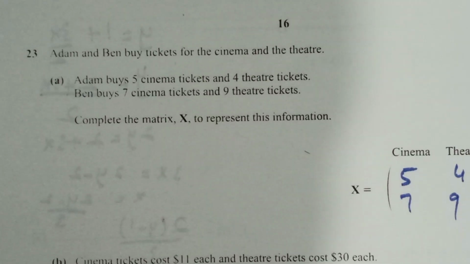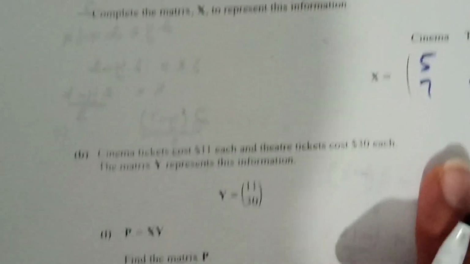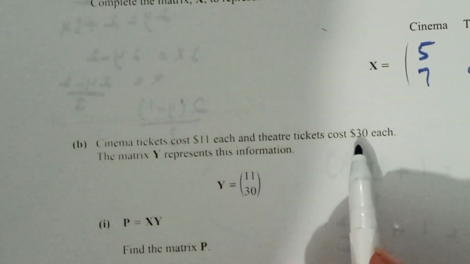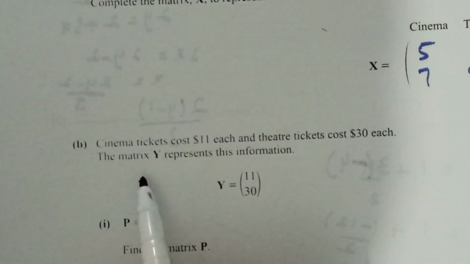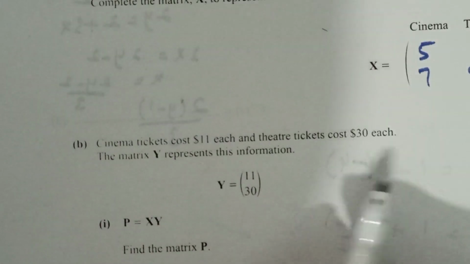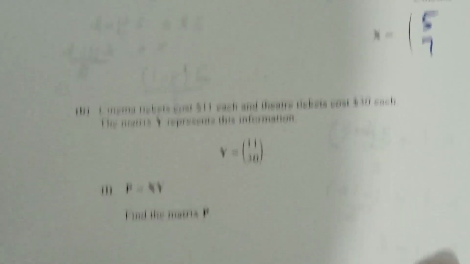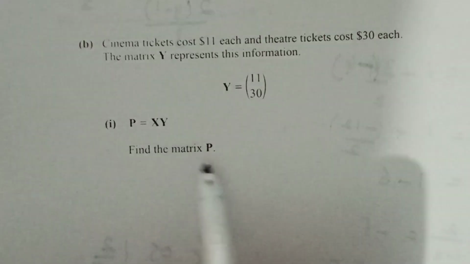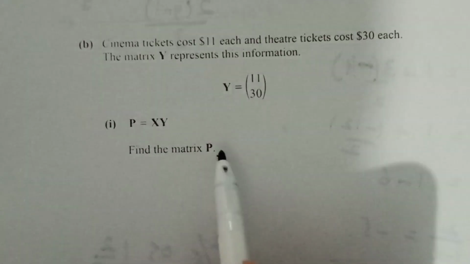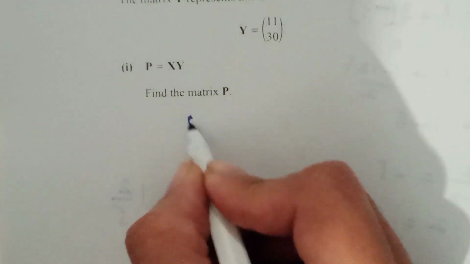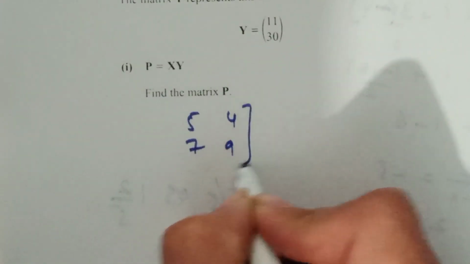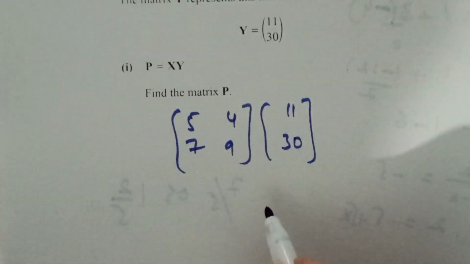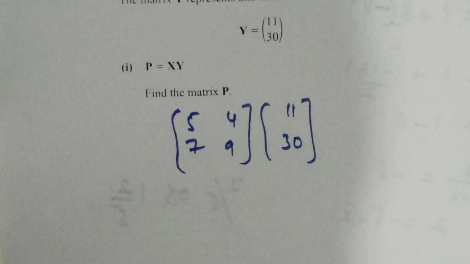Now students, this question is solved, and its B part is cinema ticket cost $11 each and theater ticket cost $30 each. The matrix Y represents this information. We have to find the matrix P. It means we have to multiply X by Y, that is X, it is 5, 7, 4, 9, and Y is 11 and 30. We have to do the multiplication of these matrices.